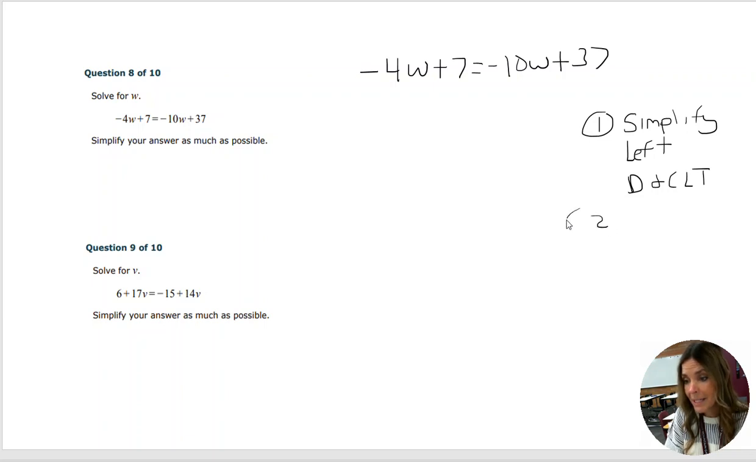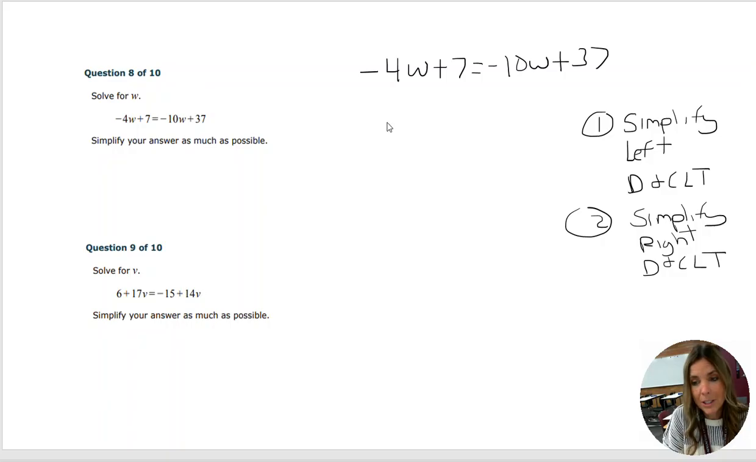And then the next thing you're going to do is you are going to simplify the right side. So again, you're going to distribute, you're going to combine like terms. So let's just go to that first step and see if we can do either simplify the left or the right.